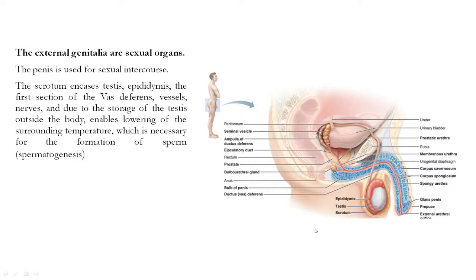The external genitalia are sexual organs. The penis is used for sexual intercourse. The scrotum encases the testis, epididymis, the first section of the vas deferens, vessels, and nerves, and has the duty of storing the testis outside the body, enabling lowering of the surrounding temperature, which is necessary for the formation of sperm and spermatogenesis.